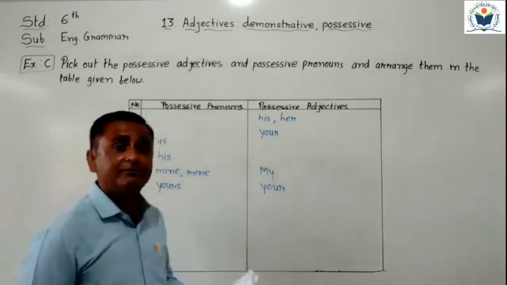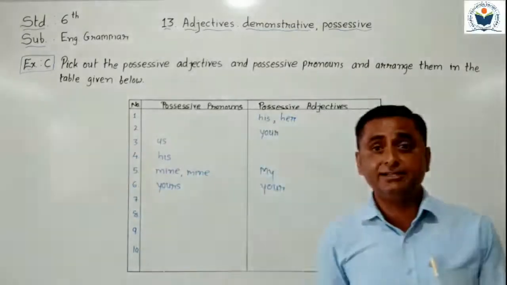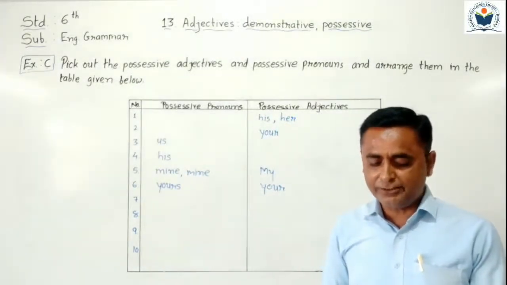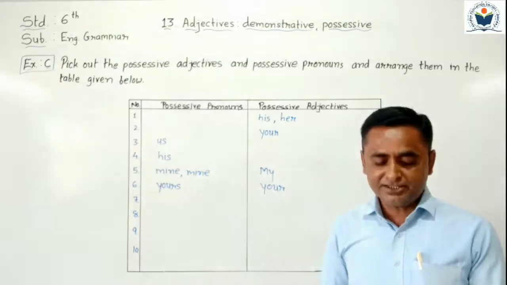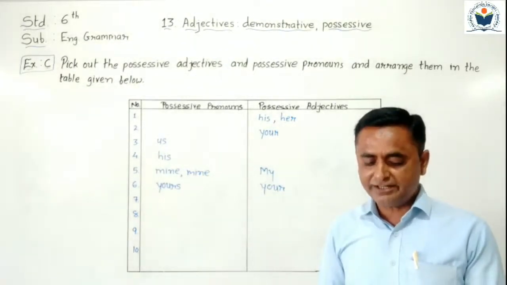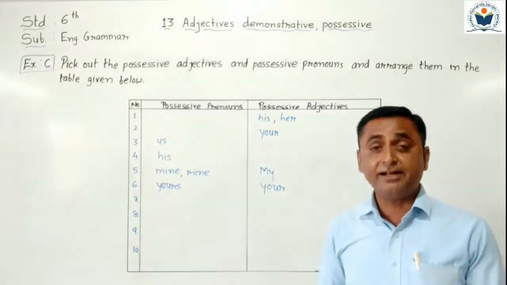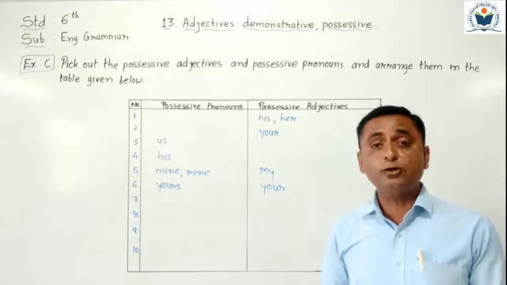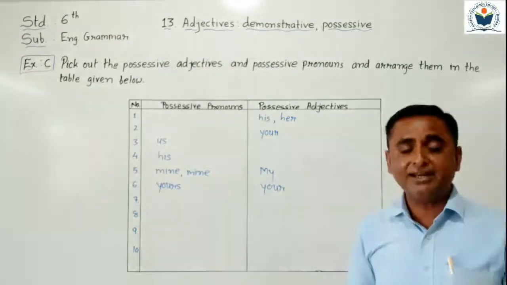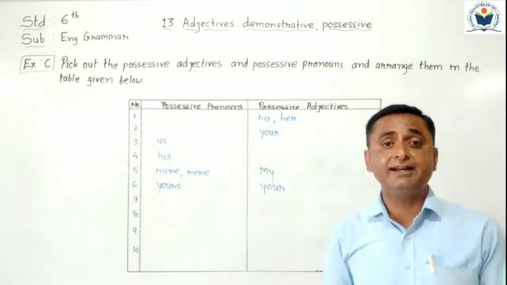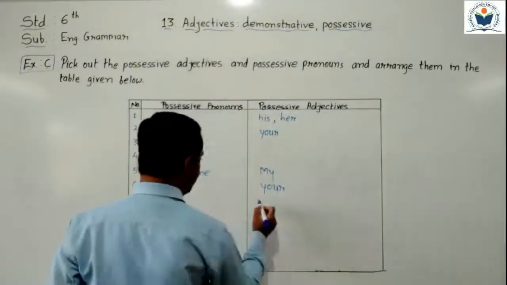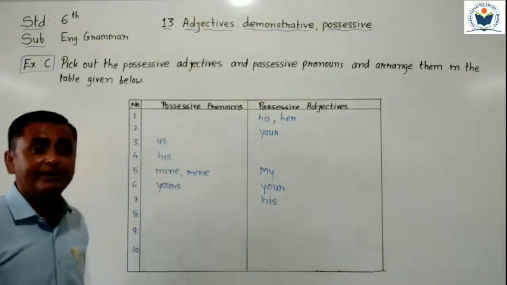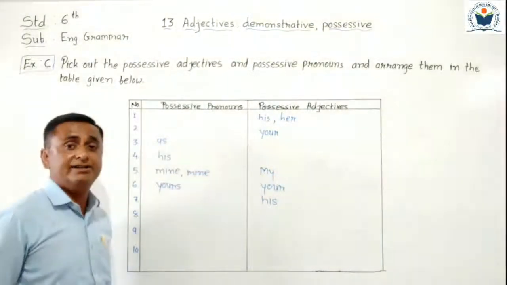Now sentence number 7 we have to see. His treasures as his steps were unsteady due to heavy drinking. Here his word is given, but his is followed by the noun steps. So we can say that here his is used as an adjective. So in the adjective box, for 7th number, we have to write his here.